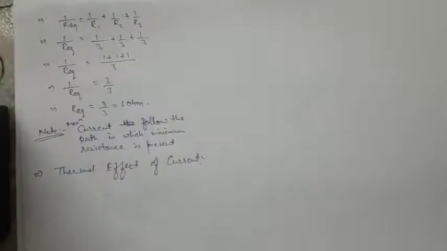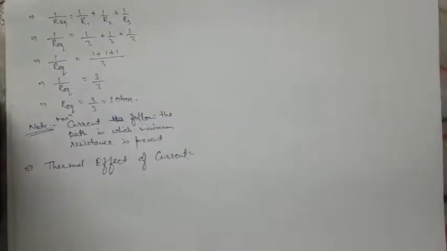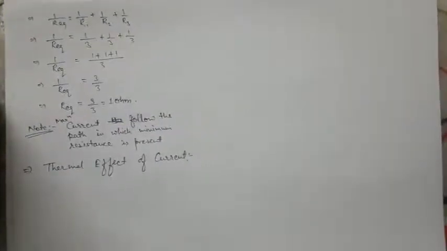The thermal effect of current can be felt by you a lot of times. Sometimes after running for a long time, the fan or the bulb also gets heated. The LED bulb, or initially the fluorescent lamp or halogen lamp, they get heated. This is the phenomenon of the thermal effect of electrical current. Now we discuss why or how it happens.